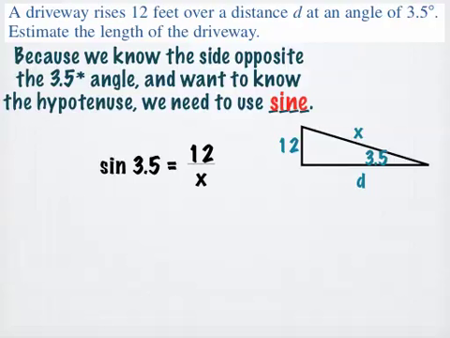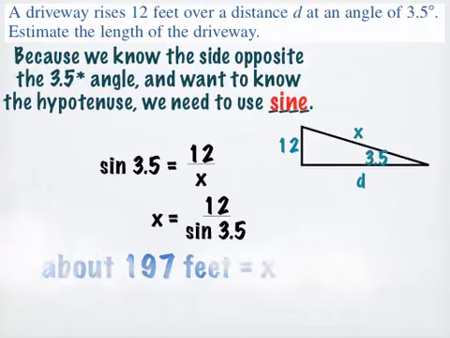So what I'm going to do is multiply both sides by x, which would give me x sine of 3.5 equals 12. Then to get x by itself, I would need to divide both sides by sine of 3.5. So I'm going to end up with x equals 12 divided by sine of 3.5. Go ahead and plug this into your calculator. Make sure that you close up all the parentheses that you use, and you should get about 197 feet for x.